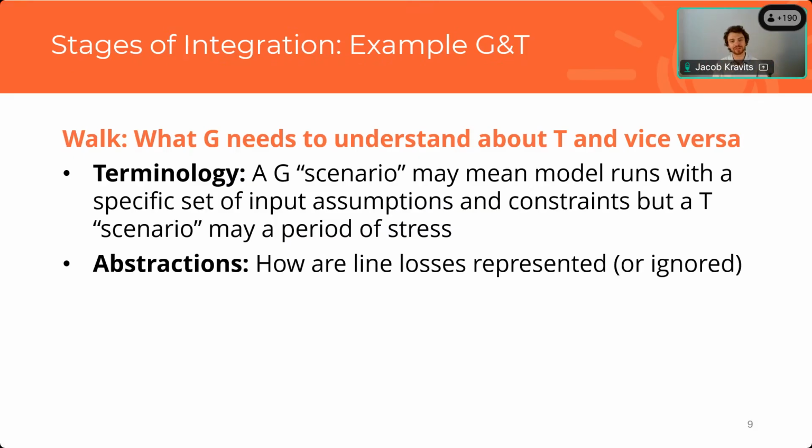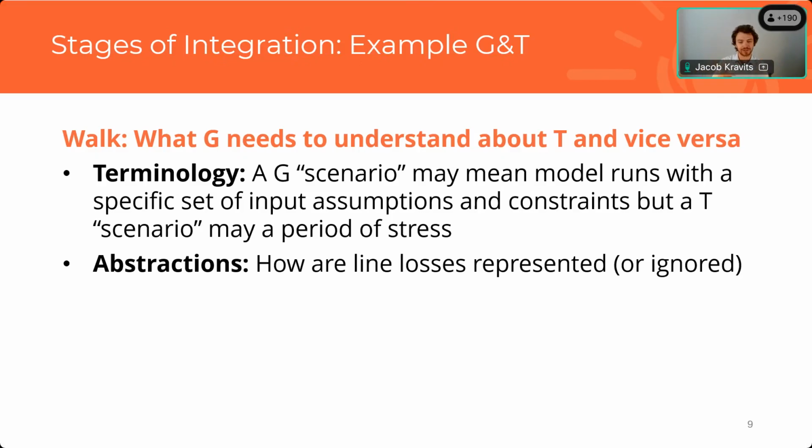To a generation planner, scenario might mean a specific model run with a specific set of input assumptions and constraints, maybe plausible conditions around resource costs and natural gas prices, right? That's kind of what scenario might mean to a generation planner. But to a transmission planner, scenario might mean different operational situations that are handled by the same generation portfolio. And they're using the same word, and so miscommunication is very possible.